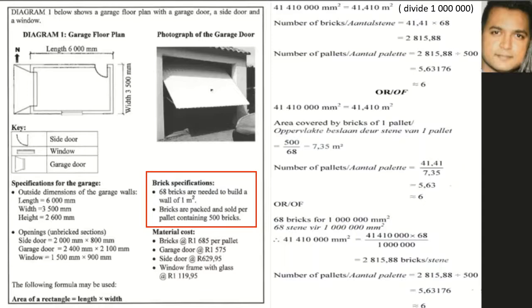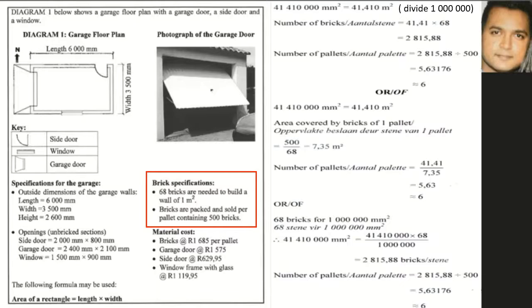Now that we are in meter squared, by using the red box information we know that there are 68 bricks used to build a wall of 1 meter squared. So the units are the same. All we need to do is take our 41,41, remember it's 41 because the 0 doesn't matter there, and we multiply it by 68 because this is the amount of bricks used per meter squared. So we have 41,41 meter squared of area to work with, and when we multiply this through we get 2,815 as our answer, and this is the amount of bricks that we'll need.